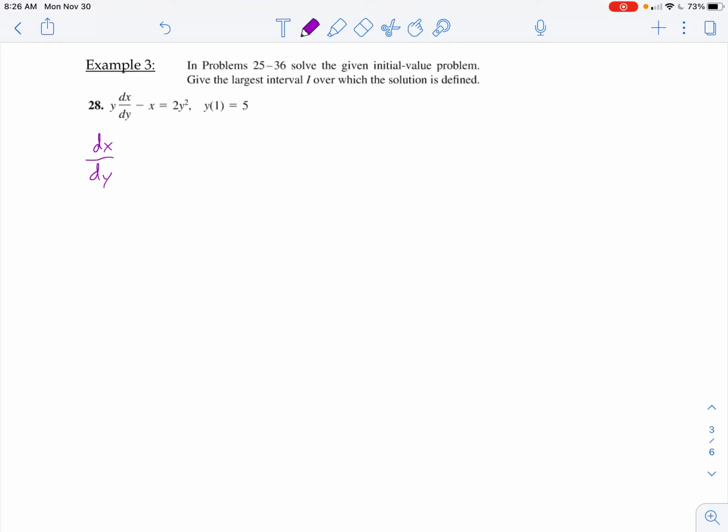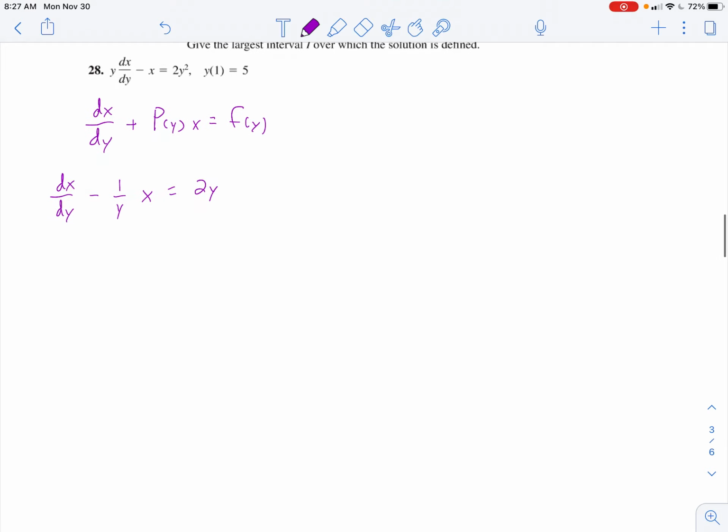So our differential equation in standard form is going to look something like this: dx over dy plus p of y times x is equal to some function of y, just because the independent and dependent variables switched. To get it in this form, we're going to divide everything up here by y. Then we get dx over dy minus 1 over y times x, and that's equal to dividing y squared by y, so I just get 2y.